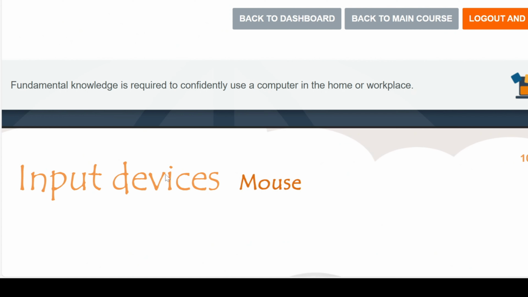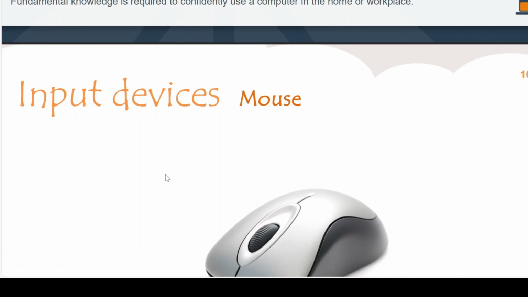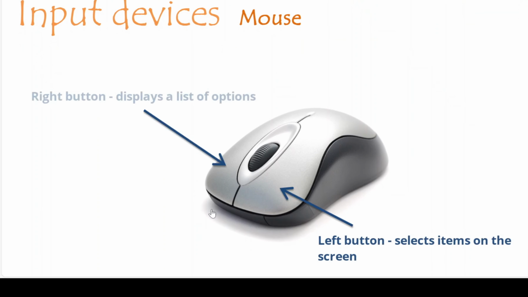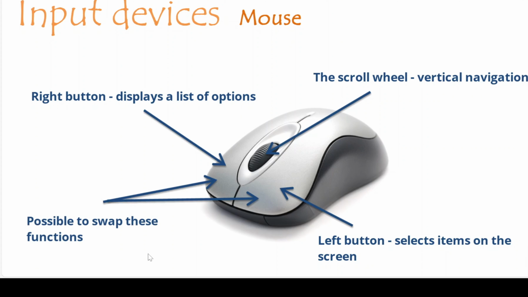A mouse is a pointing device which interacts with items displayed on the screen. A standard mouse has two buttons, the left button and the right button, and a vertical scroll wheel in the center. The left button is used to select items displayed on the screen. The right button is used to display a list of options. However, it is possible to swap these functions. The scroll wheel is used for vertical navigation.